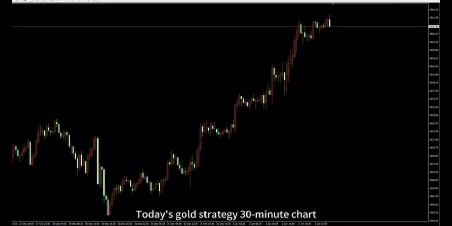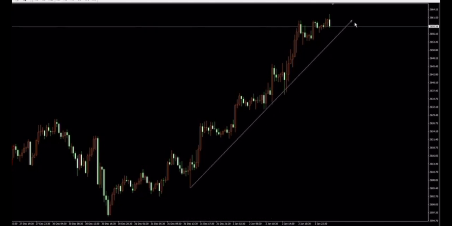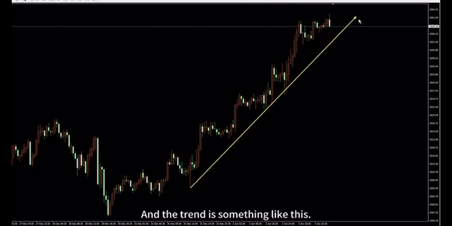Today's gold strategy, 30-minute chart. First, let's review the previous market. What about recently? Gold has gone long, a big upward band, and the trend is something like this. How is the trend line drawn? This is the trend line.